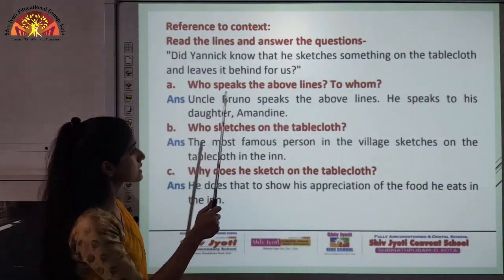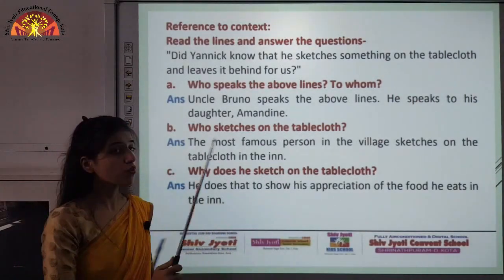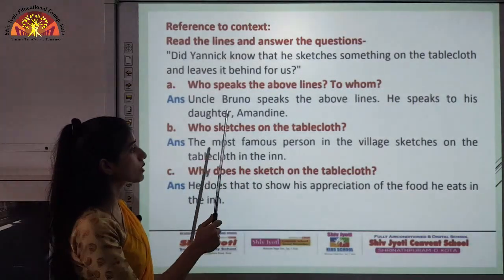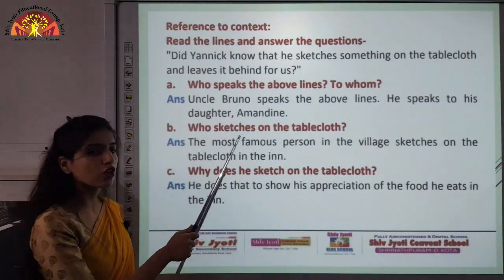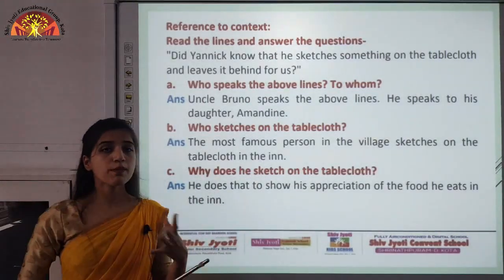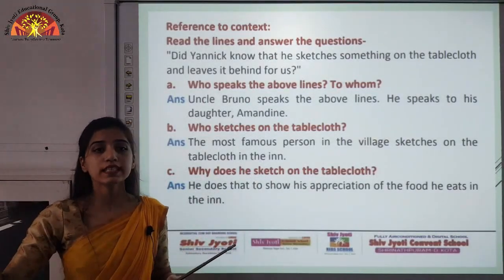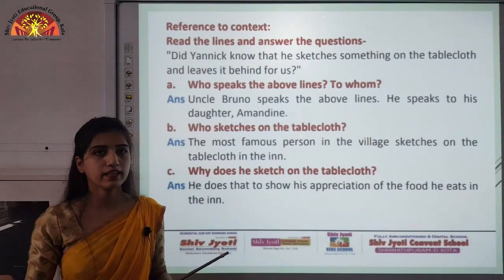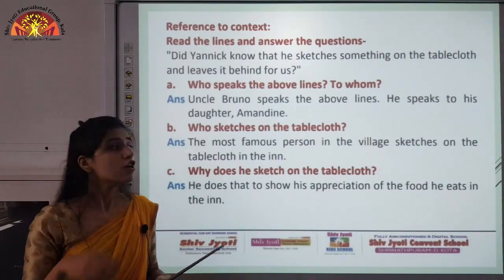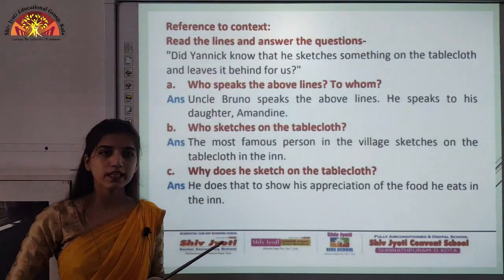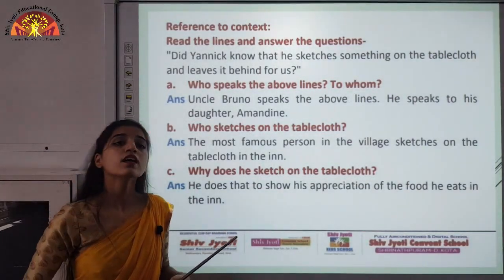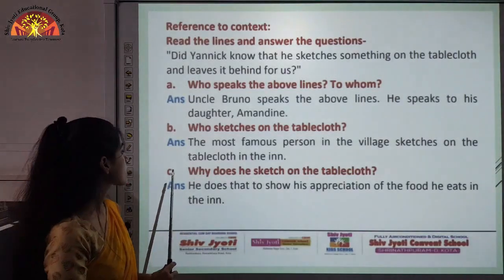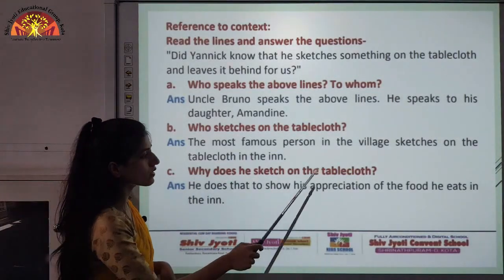Now B, who sketches on the tablecloth? The most famous person in the village sketches on the tablecloth in the end. So the most famous person, who was their special guest for that day and the best customer, has sketched on the tablecloth. Now, why does he sketch on the tablecloth?